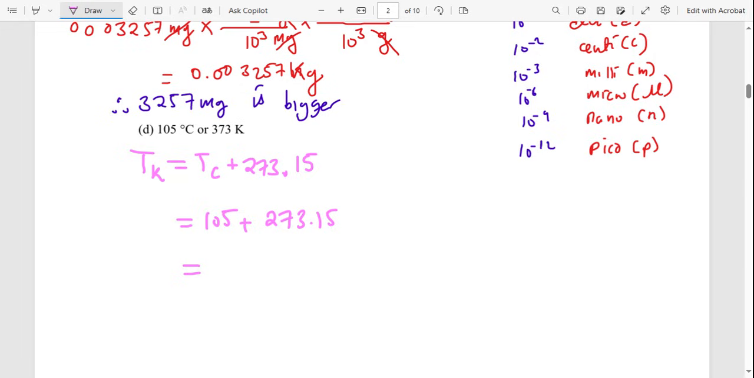So 105 plus 273.15 has given us 378.15, and this is in Kelvin.